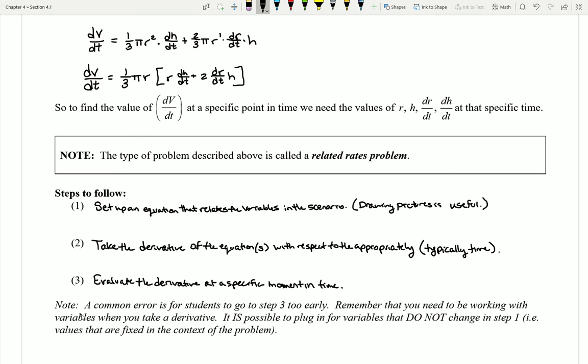Now, as I state down here, a common error is that oftentimes we will progress to step 3 too early. We'll start trying to plug in values into a formula before it's appropriate. And I'll try to highlight when this sort of stuff might actually happen and how we can avoid it in the videos to come.